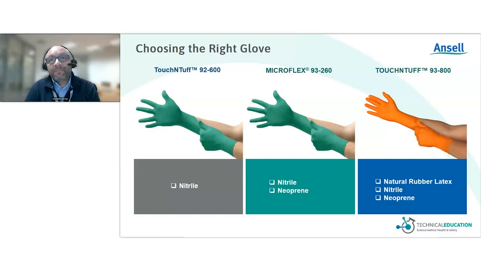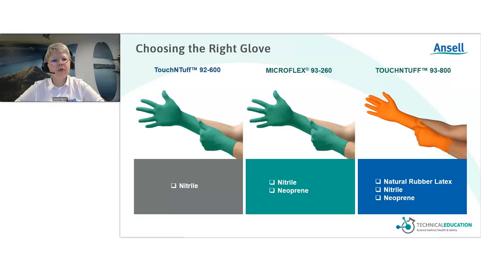Gael? Yes, so there are 3 gloves that we are going to compare. We have first the Ketone 92600, which is a 100% nitrile glove made with our proprietary nitrile formulation. Then we have a Microflex 93260, which is a multi-layered glove made of nitrile and neoprene. And finally, we have our latest innovation, the Ketone 93800, which is also a multi-layered glove, but this time made of natural rubber latex, nitrile, and neoprene.